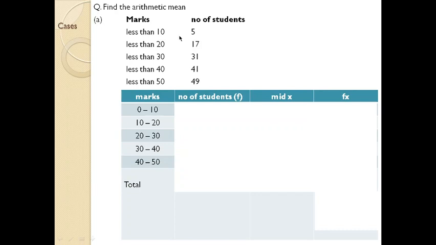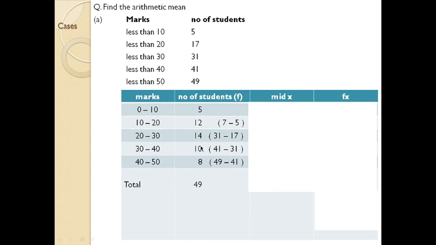Remember, less than 10 number of students is 5. That is okay because for 0 to 10 it is 5 and below that 10 there is nothing. But less than 20 is given as 17. Less than 20 also includes the details of 0 to 10. And it is said that less than 10 number of students was 5, and less than 20 it is given 17. So the actual number between 10 and 20 will be the difference between these two numbers. That is how you have to find the f.